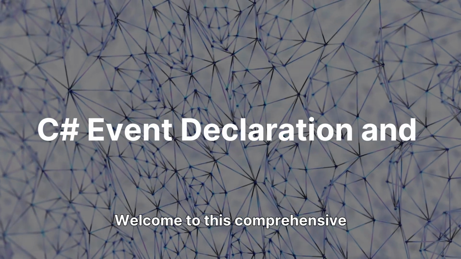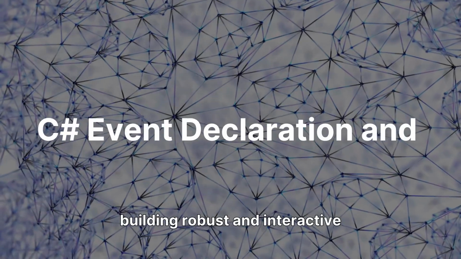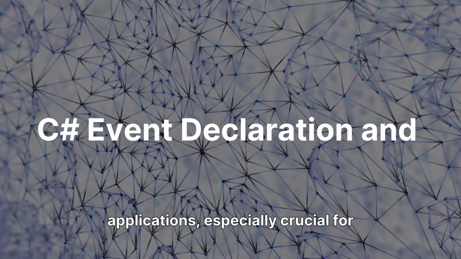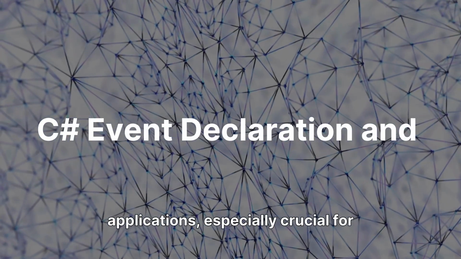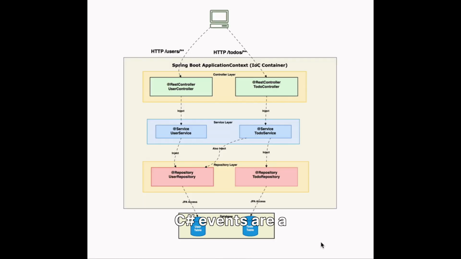Welcome to this comprehensive tutorial on C# events, a fundamental concept for building robust and interactive applications, especially crucial for game development and responsive user interfaces. C# events are a powerful mechanism that allows different objects within your application to communicate with each other in a highly flexible and loosely coupled manner.